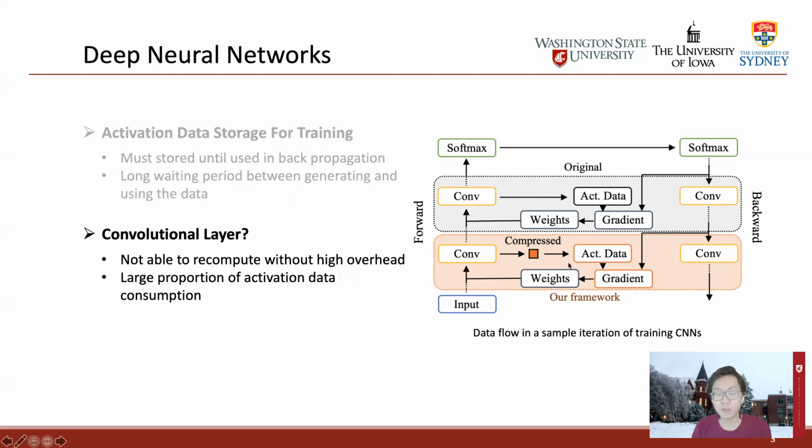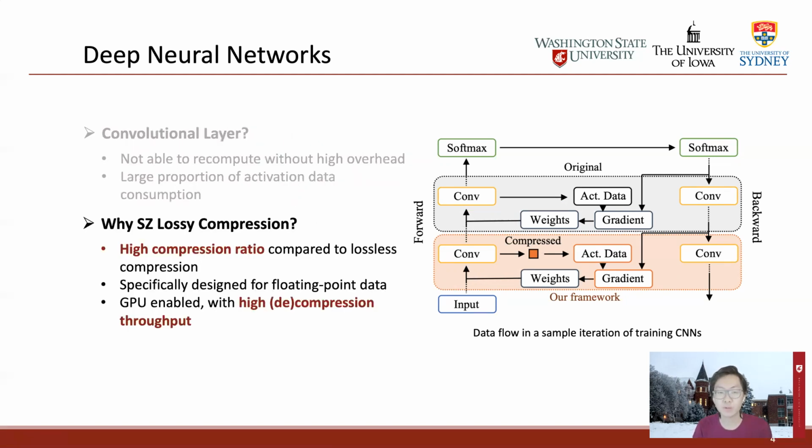And the reason why we concentrate on the convolutional layer is that the convolutional layer is not able to be recomputed without a very high overhead, so compression is more suitable. And it's also a large proportion of the activation data consumption during the training process.